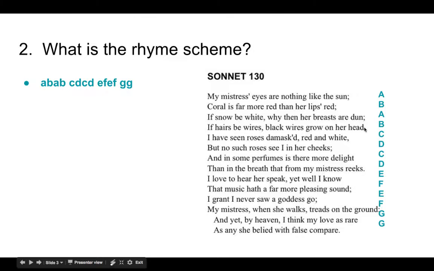Then we look at the next word, head. Does head rhyme with dun? No. Does head rhyme with red? Yes. So we give it that same letter, which is B. And we continue to do the same thing. So in essence, each of these letters, if they match, those words rhyme.